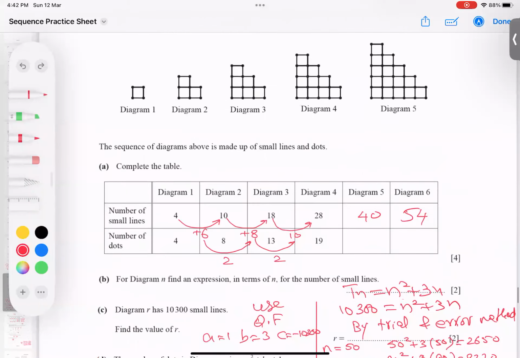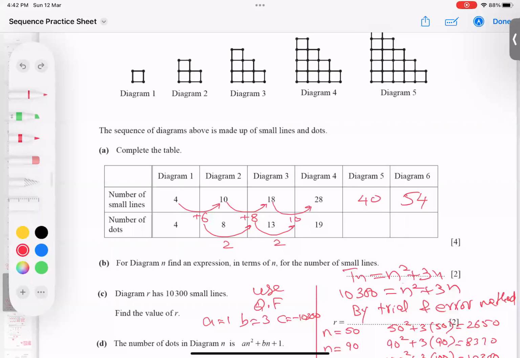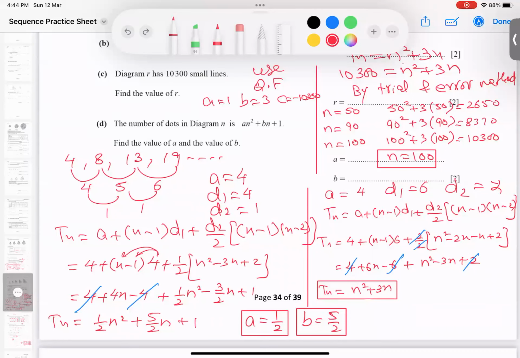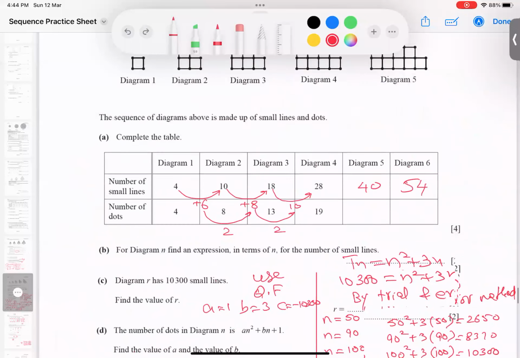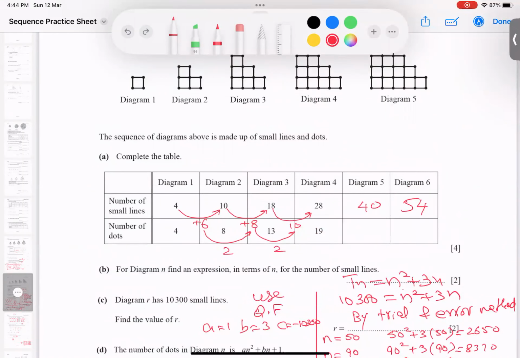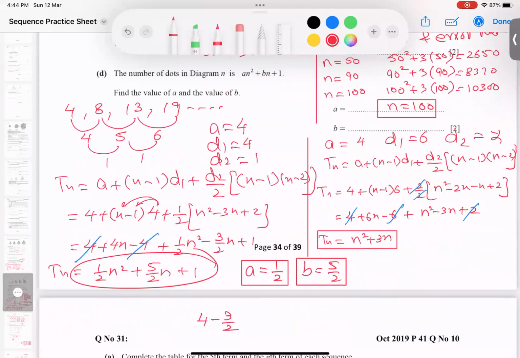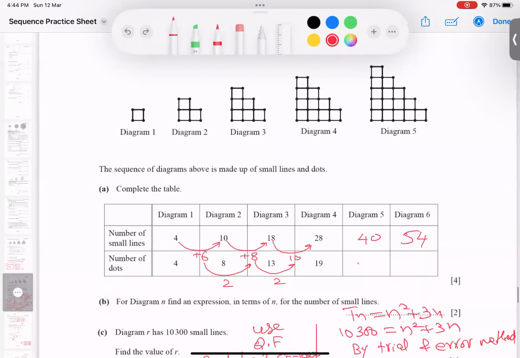I hope the whole question is very clear. I gave many choices. At the end, we can use this nth term and plug in to get these two numbers. First of all, diagram number 5, so plug in 5 in place of n, and I will simply type in my calculator and get the answer. Let's see what the answer turns out to be. 1/2 into 25, because I plug in 25 here, plus 5/2 into 5, and plus 1. I get 26.